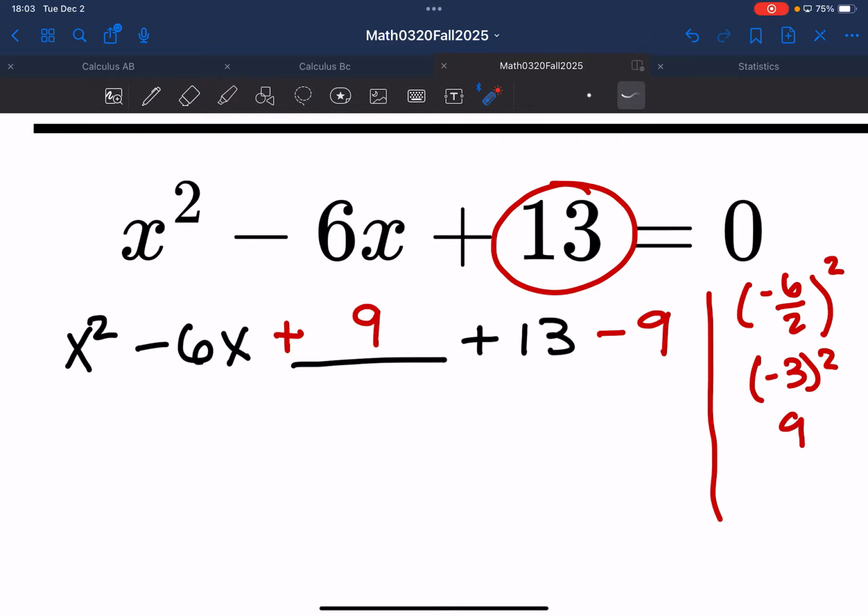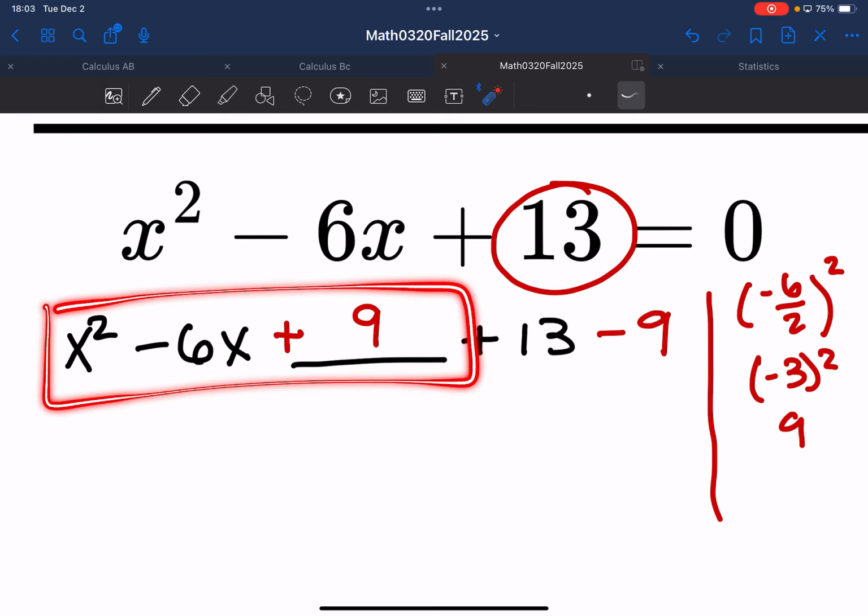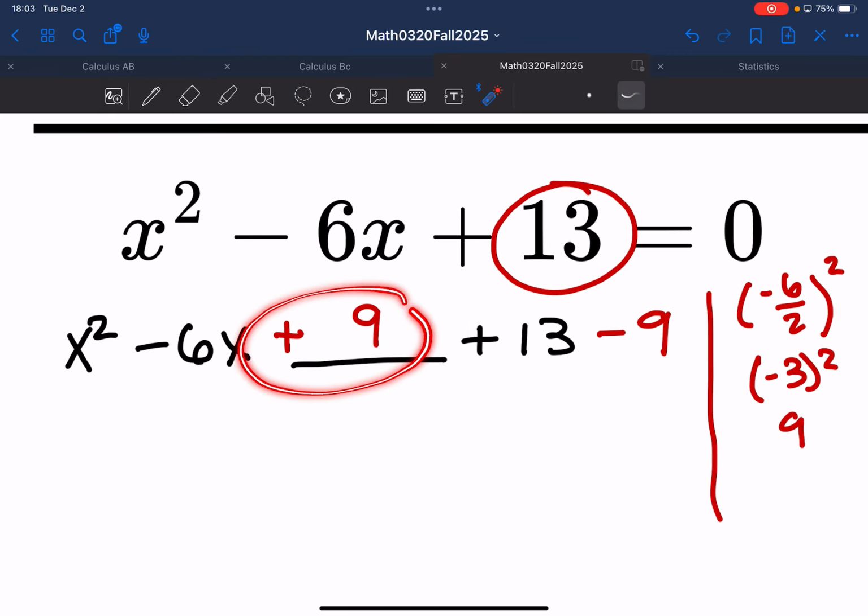So one more time here, this first part is what we did in the first couple examples where we found that missing n value. We did that by doing half of b squared, and that's how we got 9. Well, if I just add 9 to this problem, I'm changing it. I don't want to change the problem. I just want to manipulate the order. So I have to subtract 9 at the very end.